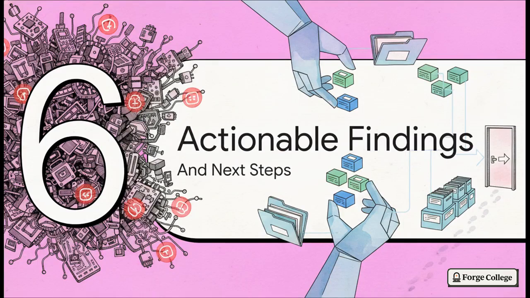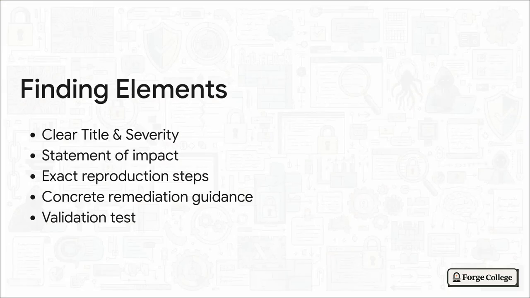Part 6. Actionable findings and next steps. Look, an audit is completely useless if you just throw a massive pile of cryptic errors at the developers. To be efficiently fixed, every single finding in your report needs 5 specific things. 1. A clear title and severity level. Is this a critical emergency or just a low-level warning?